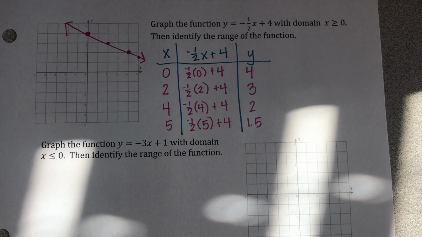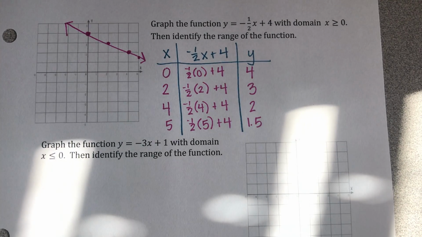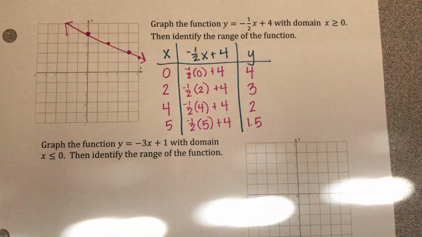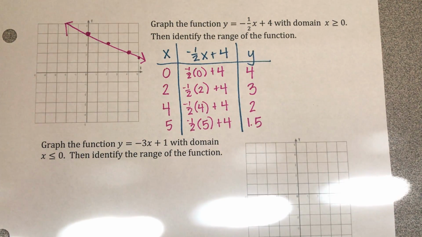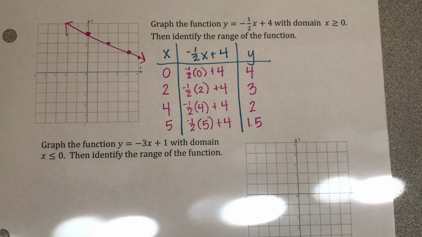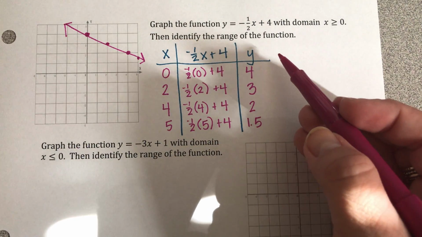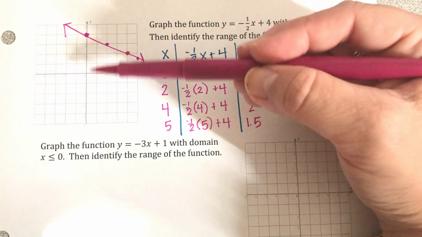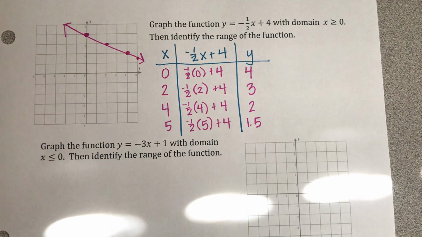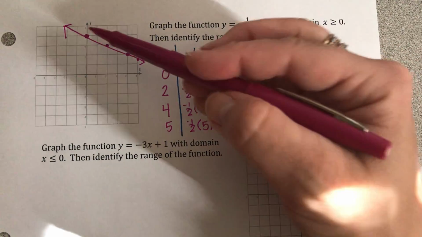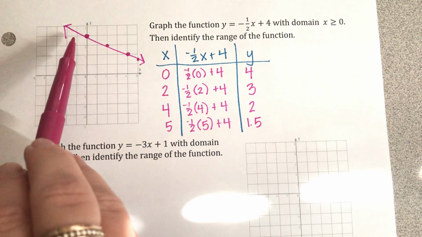Oh, and then the last thing it says is to identify, let me shut my blinds. Whoops. Okay, the last thing it says that we have to do is identify the range. So let's look at the y values. The ranges are all what? What's the biggest range? 4, right? It can never go above here.